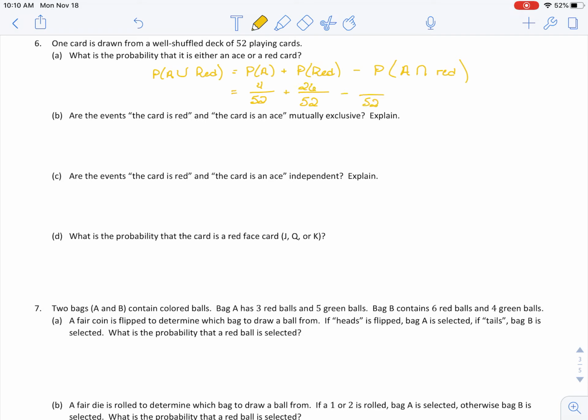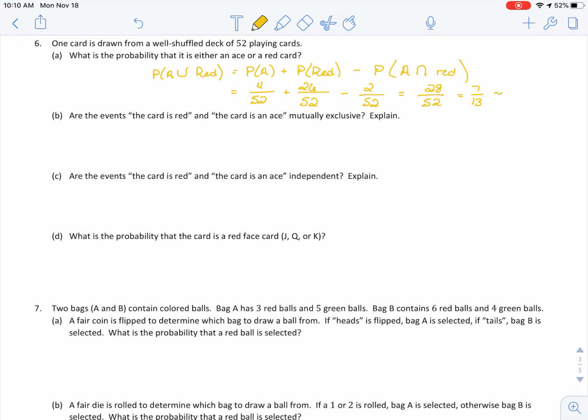But then, of your 52 cards, there are some cards that are red aces. 2, in fact. There's the ace of hearts and the ace of diamonds. So you got to take those back out because you can't count them twice. So if I add those up, 4 plus 26 minus 2, I'm going to get 28 out of 52, which reduces to 7 out of 13, I believe. Yeah, 7 out of 13.